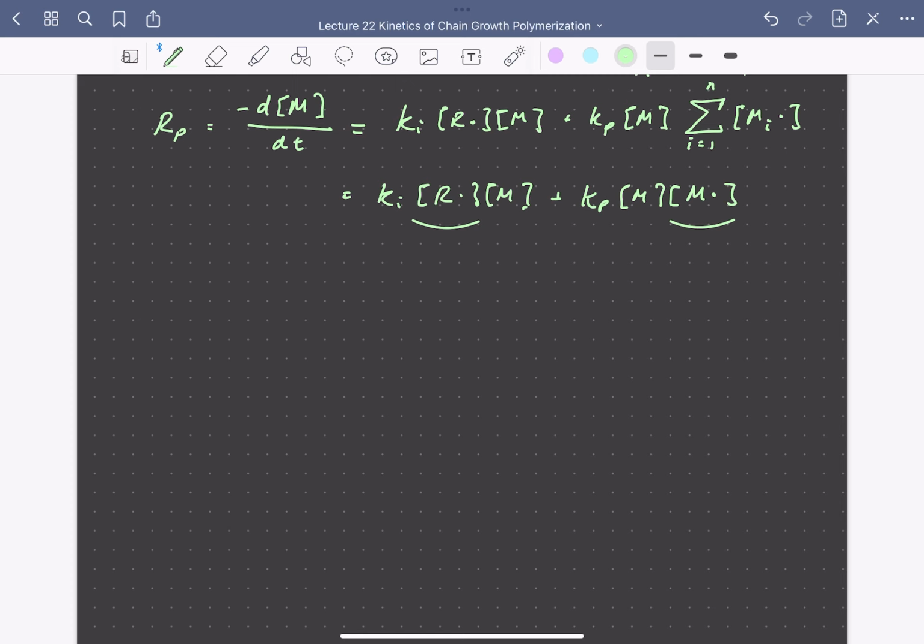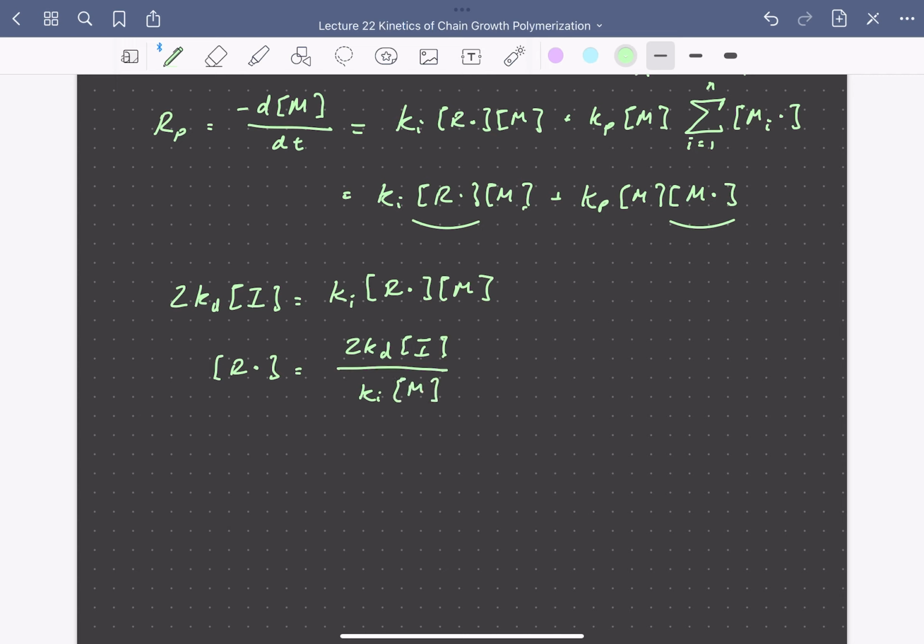For R dot, we can do this by equating the rate of formation of that species, which is the rate of decomposition of our initiator, so 2 kd times the concentration of initiator, is equal to the rate of initiation of the polymerization. So that's the rate of R dot reacting with our monomer to kick off the polymerization process. Here we can rearrange this expression, solving for R dot. This is now all in terms of measurable quantities: the rate constants for initiator decomposition and initiation of the polymerization process, and the concentration of initiator and monomer, which we easily measure when we load initiator and monomer into our reactor.